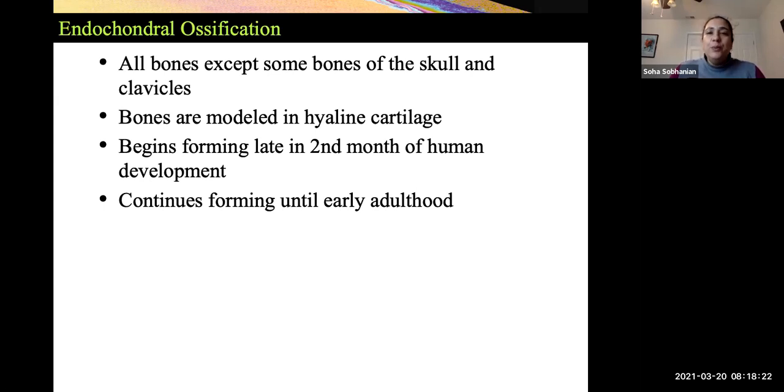So you kind of have this blueprint of what the bone would look like. However, as the fetus starts to develop, which is around the second month, then the hyaline cartilage starts to give way to bony tissue. So there's a transformation from cartilage to bone that actually starts from the second month of fetal development, and it basically continues all the way to adulthood, basically all the way to the stage where the person is growing. When the growth is done, then this process of endochondral ossification also ends. So it's a relatively long process.